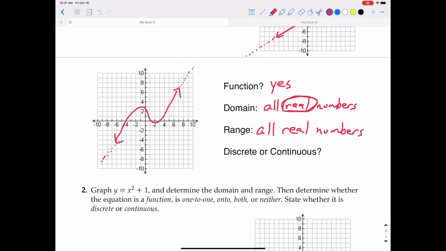Is it discrete or continuous? Well, it's a smooth curve. It's not connected points, so it is continuous. I'm just going to circle that. It is continuous.